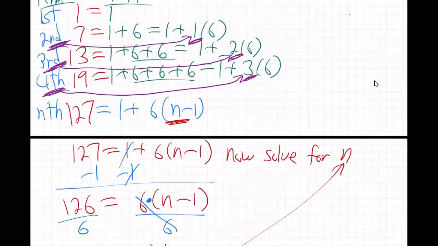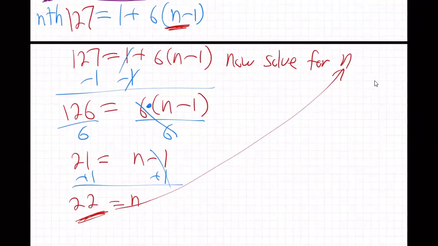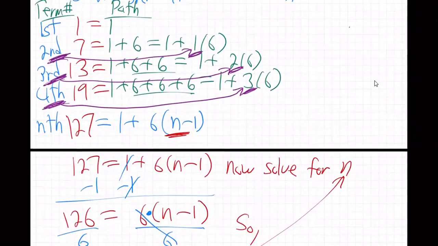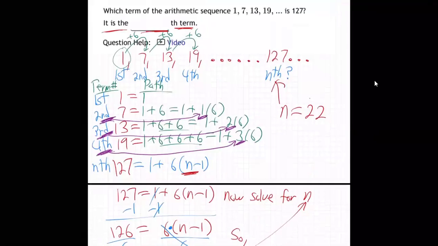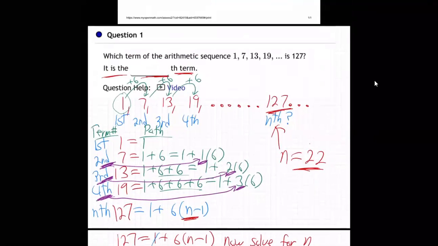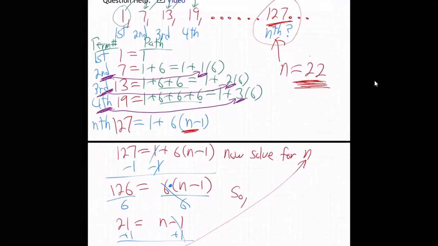So what does that mean about this? The n is 22. So going back to the original problem, the n is 22. The 127 is the 22nd term. So anyway, 22nd term, right? The 127 must be the 22nd term in that list. We found out, we solved for n.